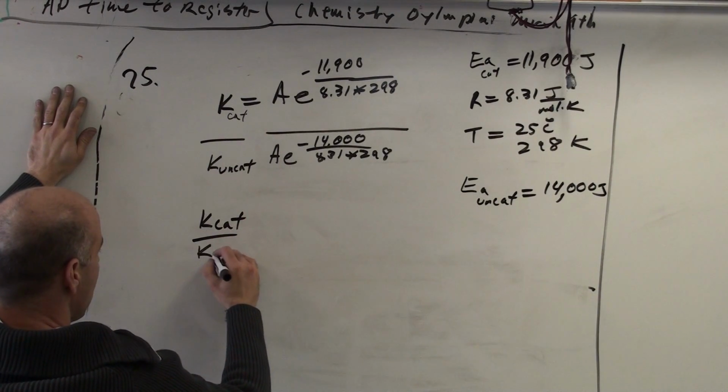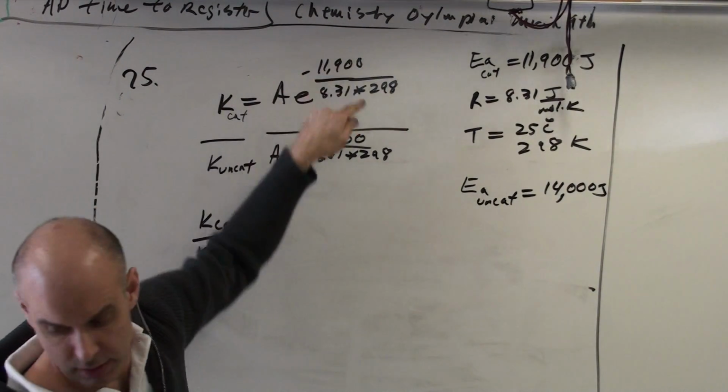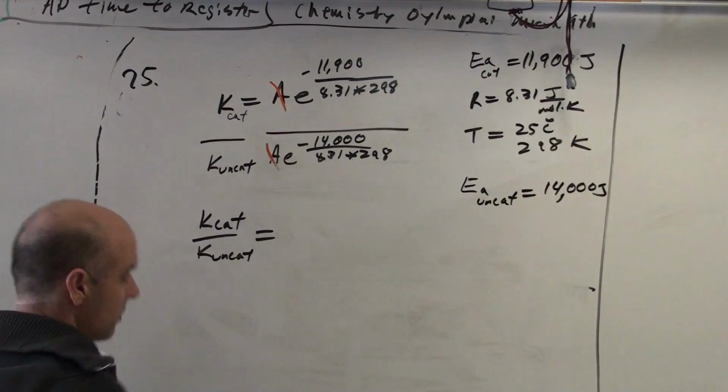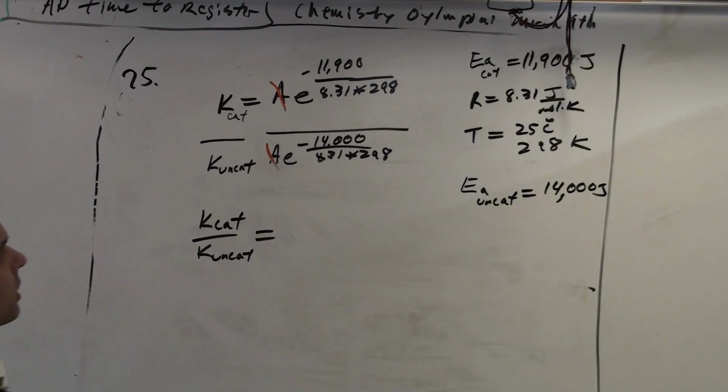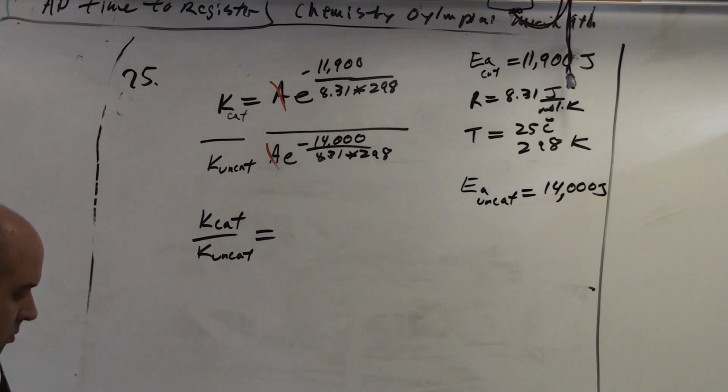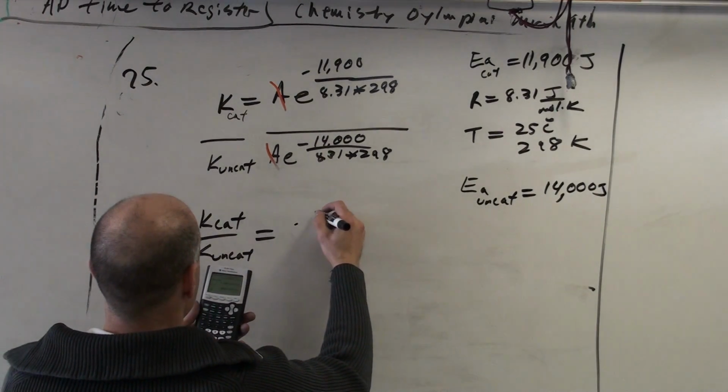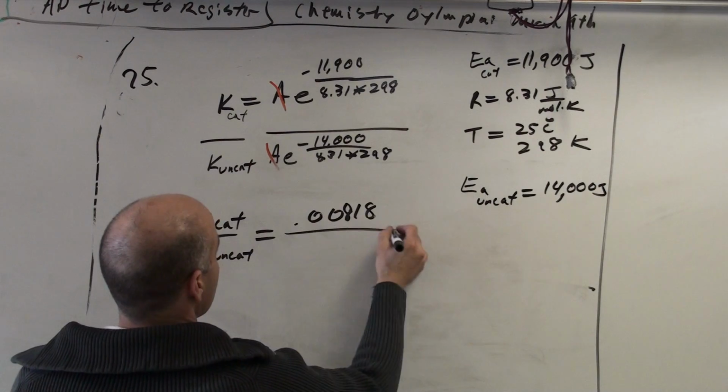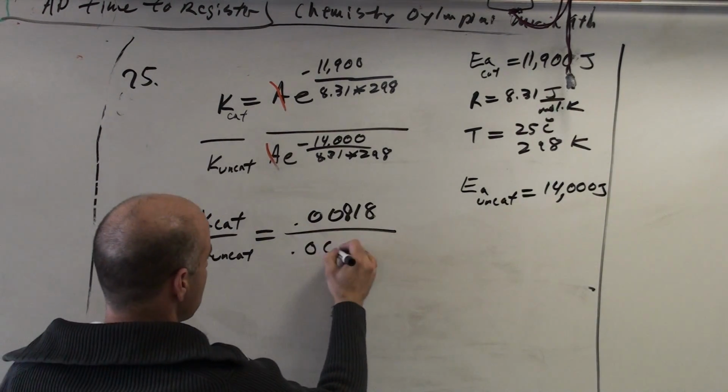So I'm going to do k over catalyzed, k over uncatalyzed, and I'm just going to calculate that. Obviously the A's cancel out, so we don't have to worry about that. And so then I'm going to take the exponential of that product. And it comes out to be 0.00818. And then you do the same thing on the bottom, and it comes out to be 0.0035.